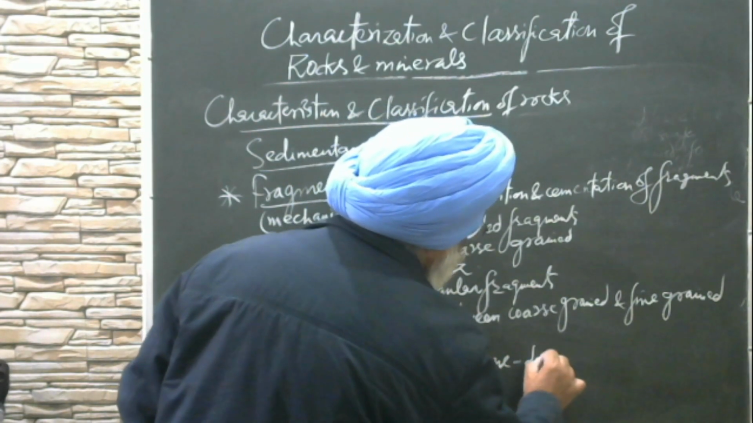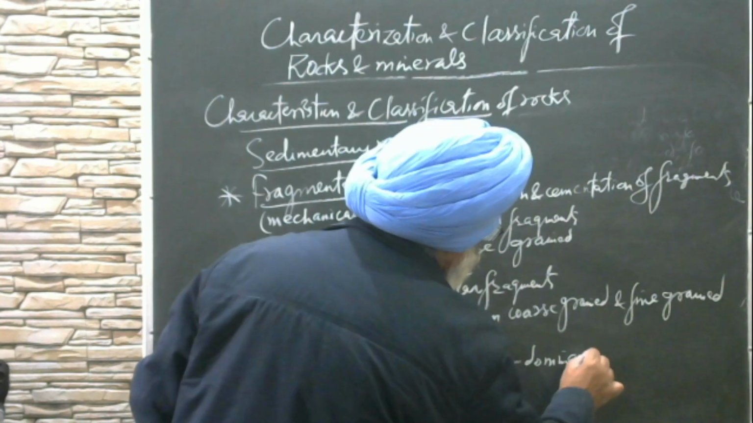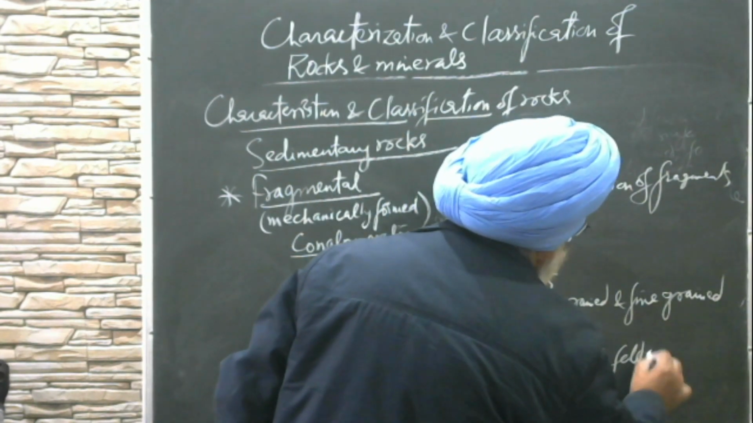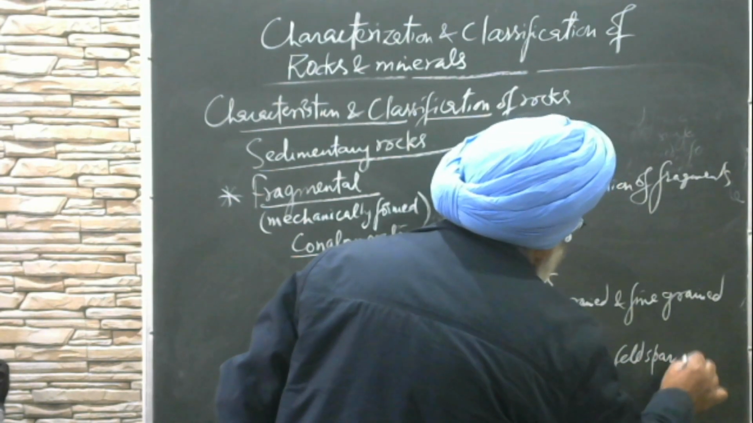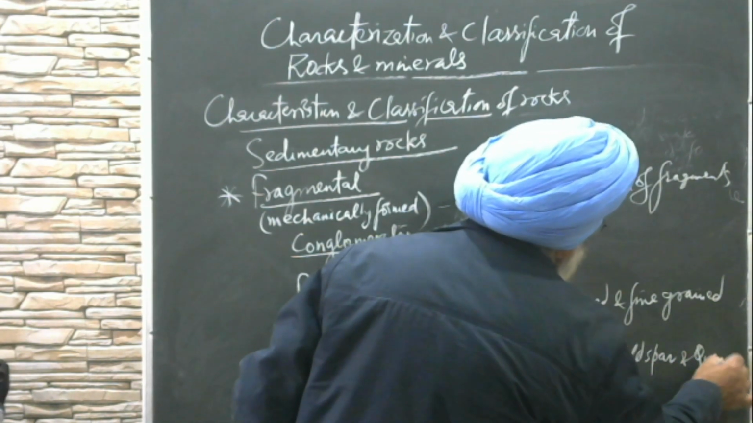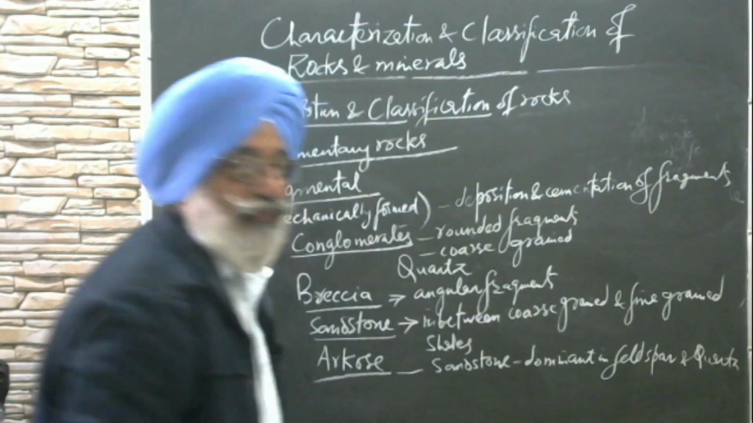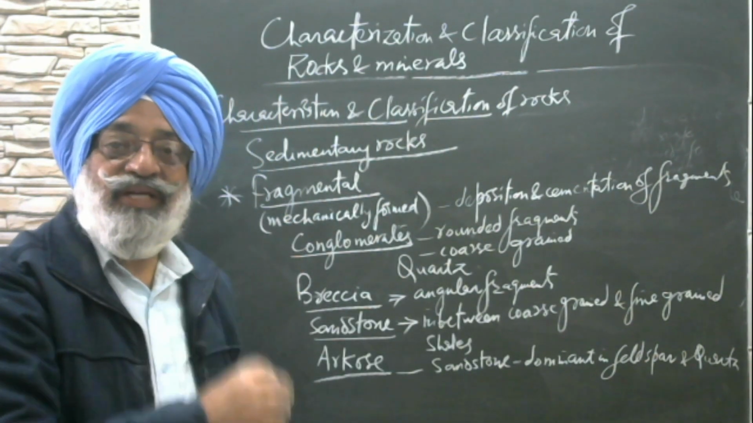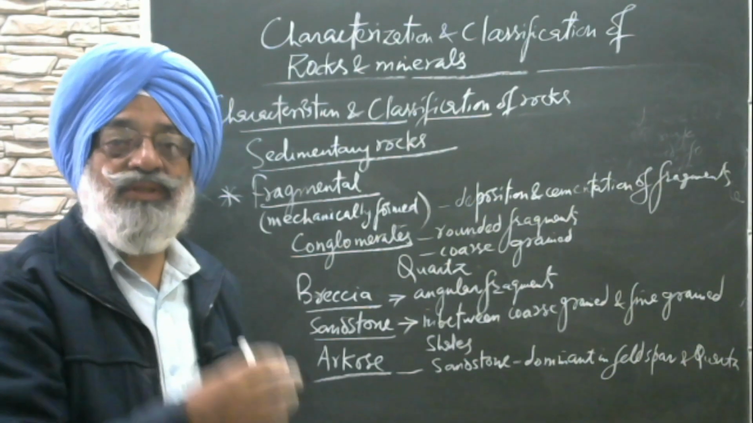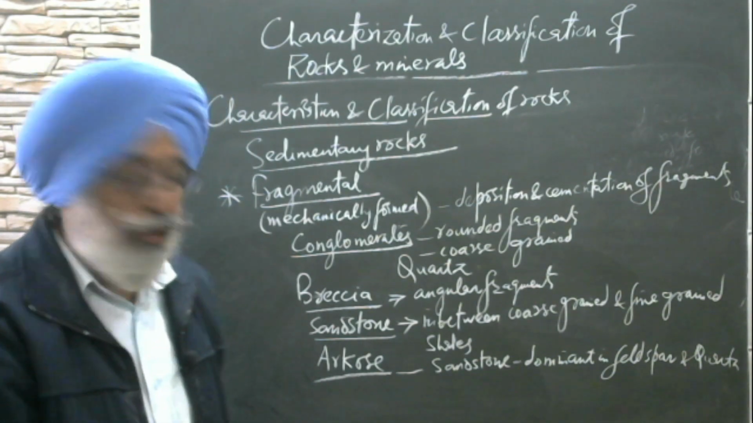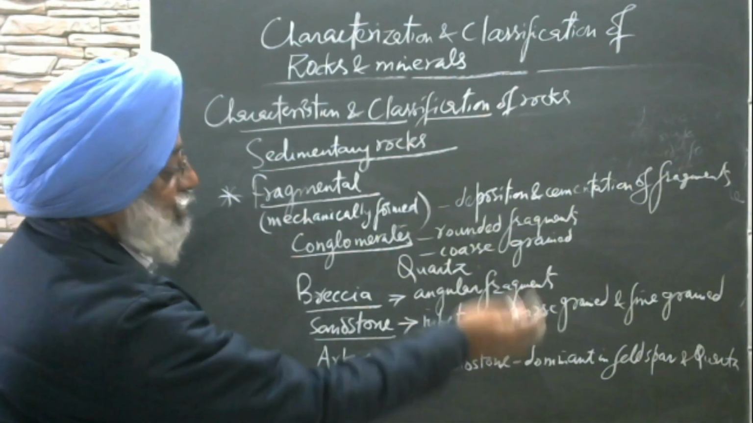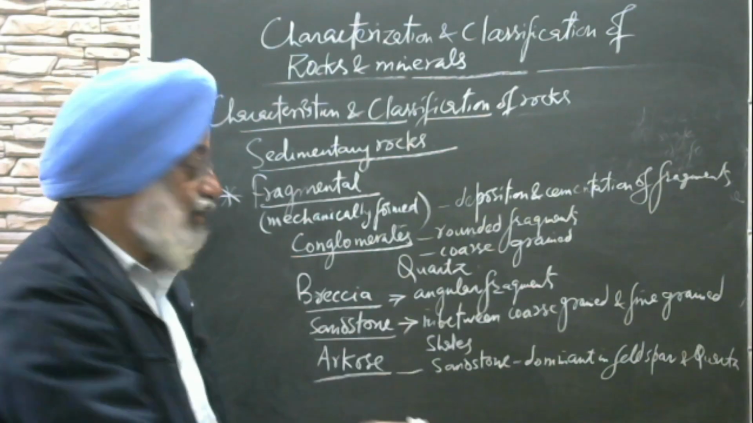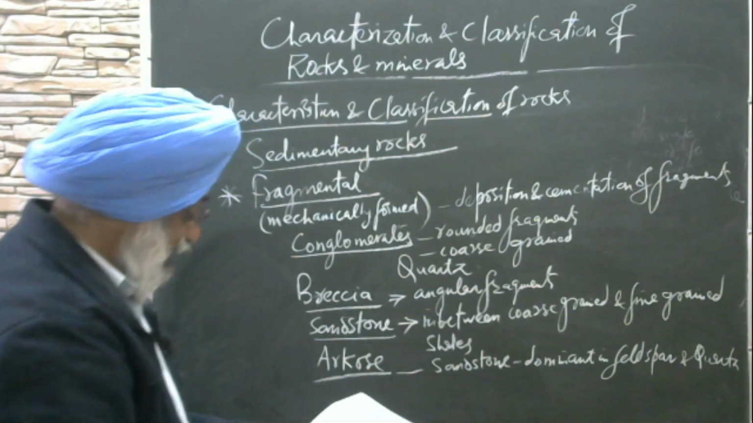Dominant in feldspar and quartz. In fact, the name, and not only the name but the structure and composition, describes the type of rock. So here, because of the dominance of feldspar and quartz, of course it's sandstone, but dominant in quartz and feldspar, we call this arkose.